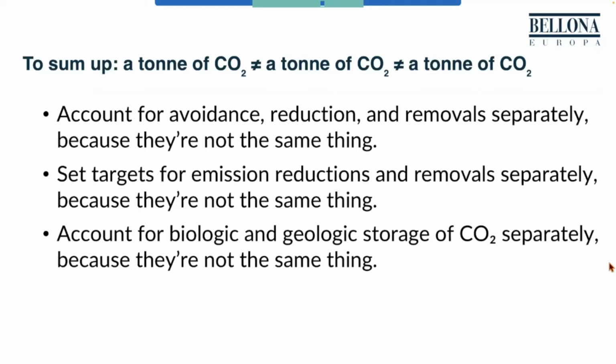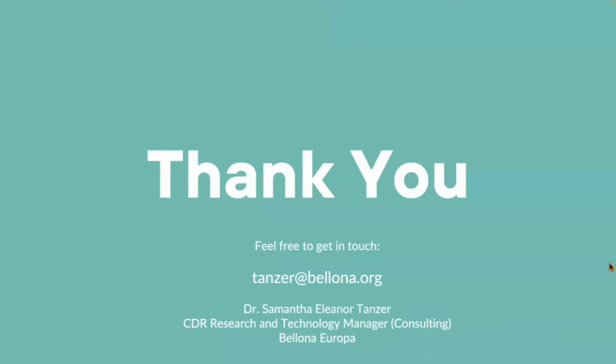They all need to be counted for, but they shouldn't be added together. Avoidance, reductions, and removal should be accounted separately because they're not the same thing. This means we should set targets for reductions and removal separately because they're not the same thing. And biologic and geologic storage of CO2 needs also to be accounted for separately, especially in carbon dioxide removal accounting, because they're not the same thing.